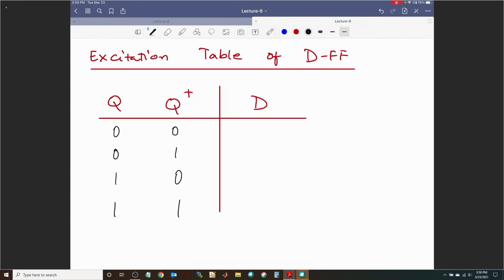Four of them, that's right. Now, the question is, what should I do for D here? It's a data flip-flop. If you wanted to go from a 0 to a 0, what should you give here? 0 to a 1, what should you give here? 1 to a 0? 1 to a 1?